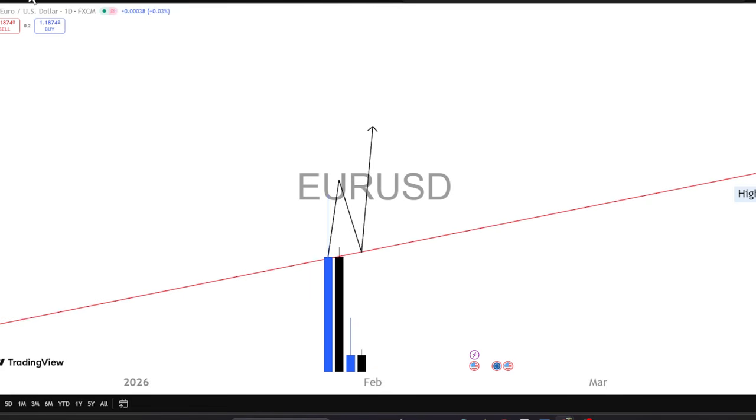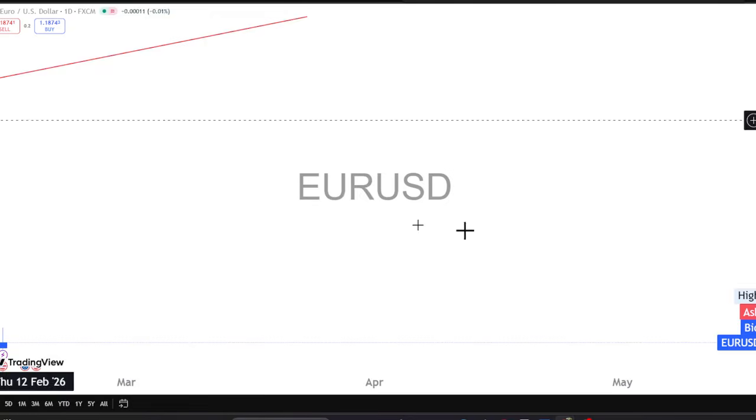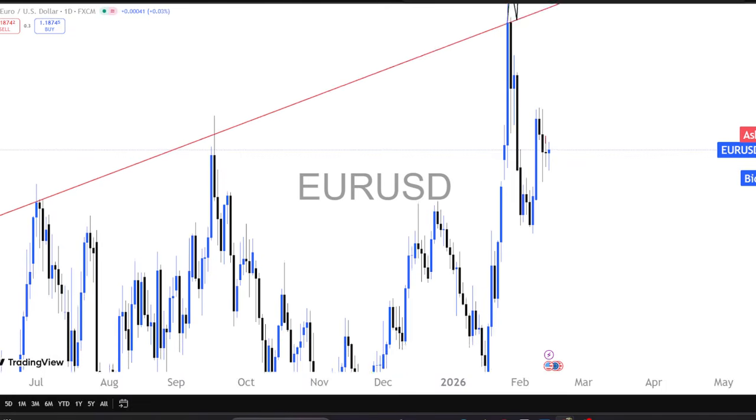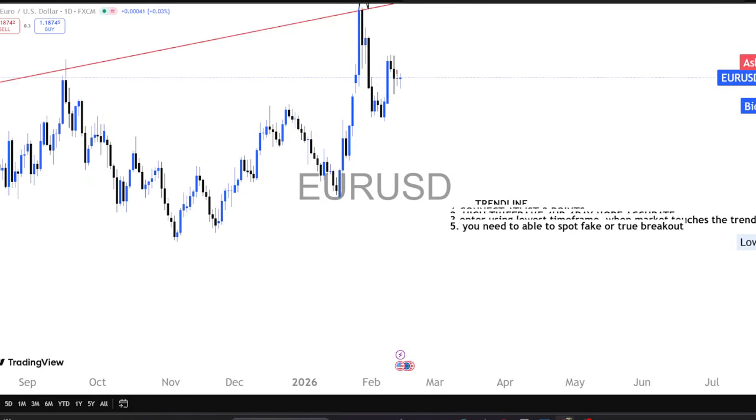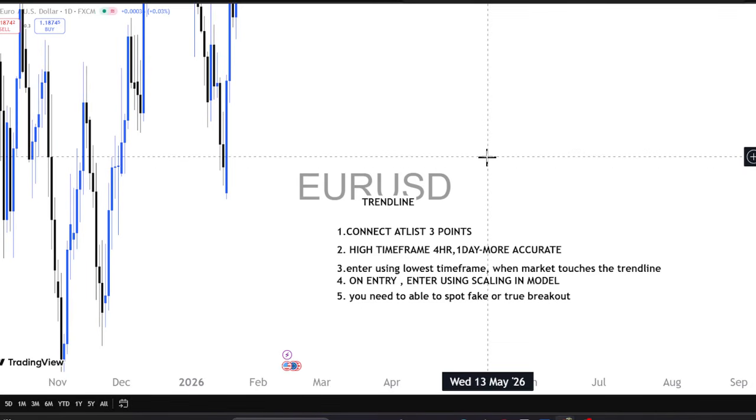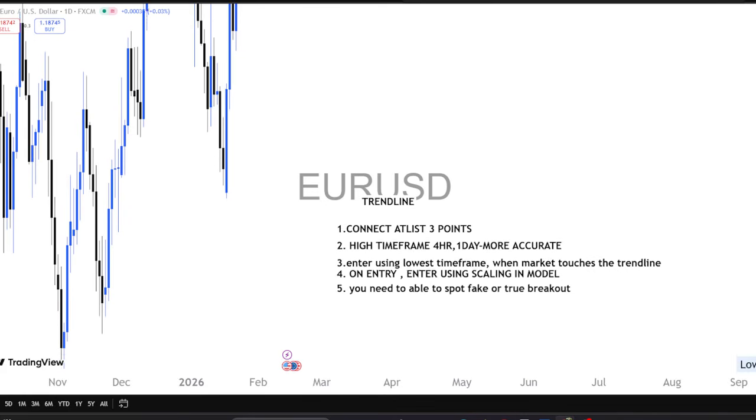So you need to be able to spot between a true and fake breakout that is going to be happening to the market. That is the most important thing that you really need to know in this market. And that is it about the trend lines here. But you really need to know about this one.